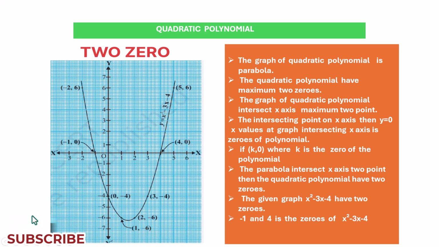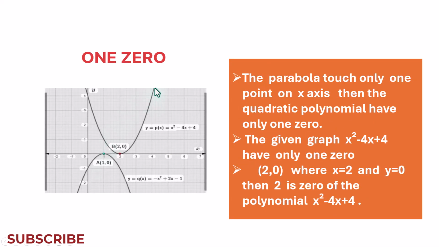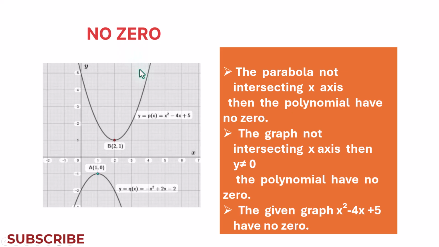So a quadratic polynomial has 3 cases. Two zeros means the parabola intersects the x-axis at 2 points, and the x values of those 2 points are the zeros of the quadratic polynomial. One zero means the parabola intersects the x-axis at only 1 point, and the x value of the intersecting point is the zero of the quadratic polynomial. No zero means the parabola does not intersect the x-axis. So in this case, the quadratic polynomial has no zero.